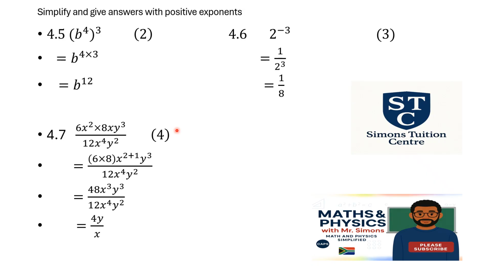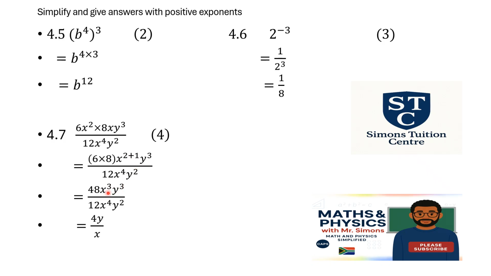And then 4.7, 6x squared times 8xy cubed divided by 12x to the 4 y squared. So my values, I just said 6 times 8 there, base x and base x. So that's 2 plus, again, what's the exponent there? Invisible 1 that we don't write. So for x, x squared times x becomes x to the 2 plus 1. For y cubed, there's nothing, so it stays y cubed. The bottom, I've left it as 12x to the 4, y squared. So 6 times 8 gives me 48. 2 plus 1 gives me 3.